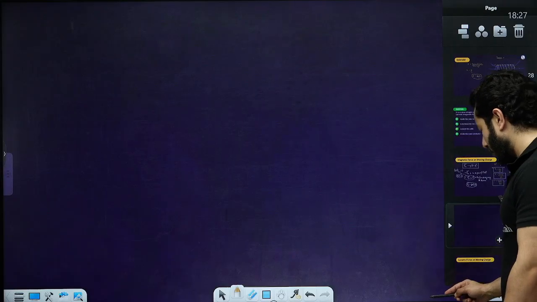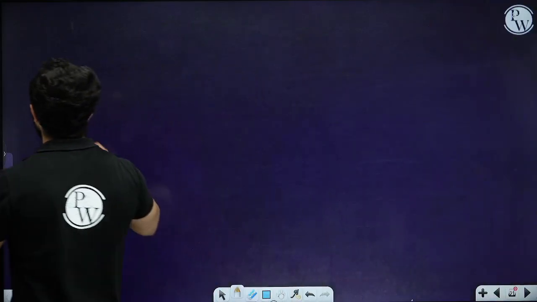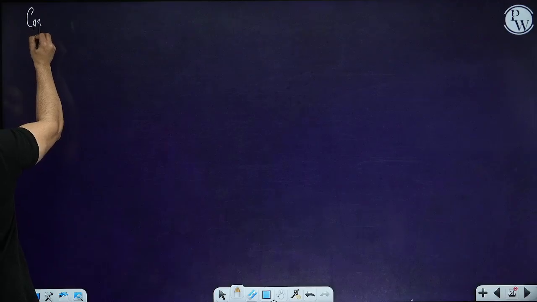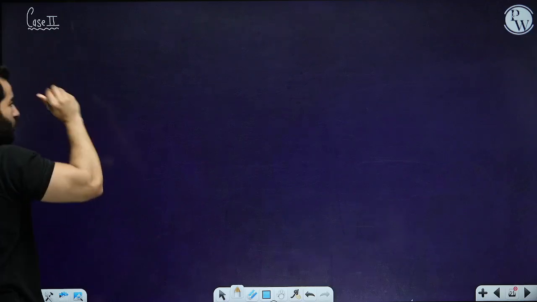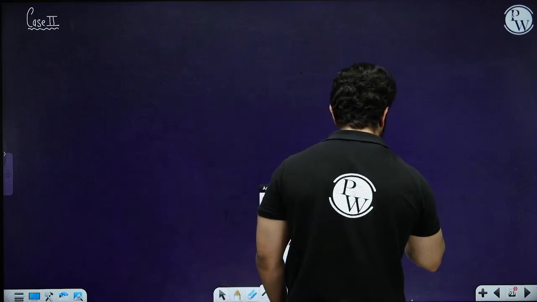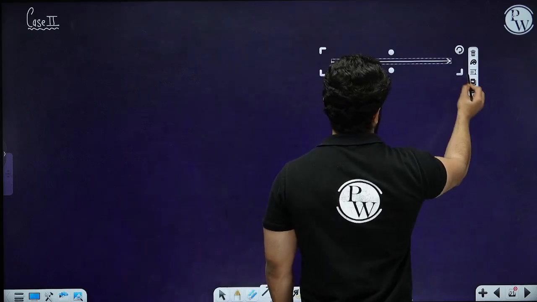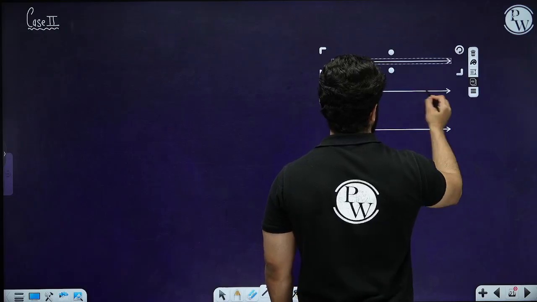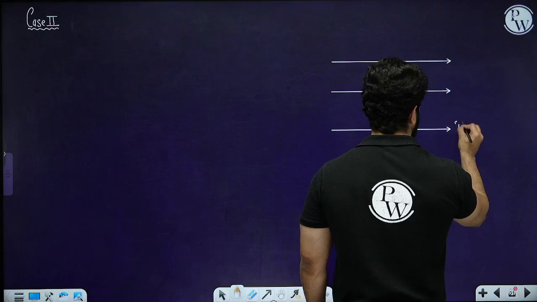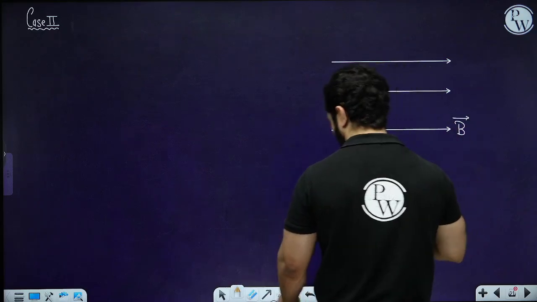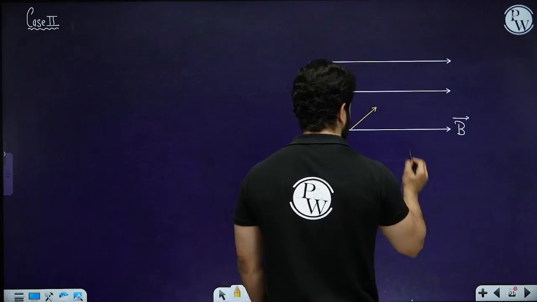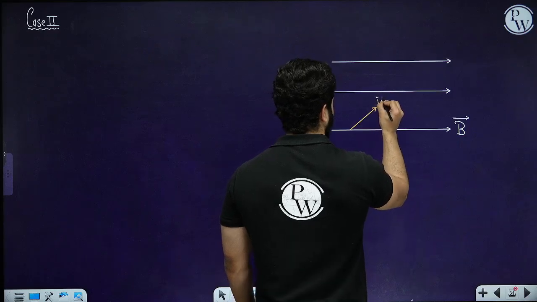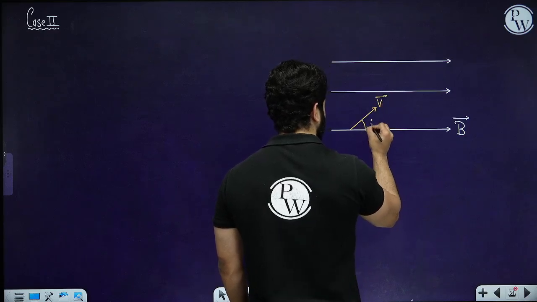Now after this, you can also talk about case 2. Case 2 basically means that now the charged particle is not thrown in a transverse nature. Now let's suppose we have got magnetic field something like this. And now the charged particle is thrown at a certain angle. This is the velocity and the angle is theta.